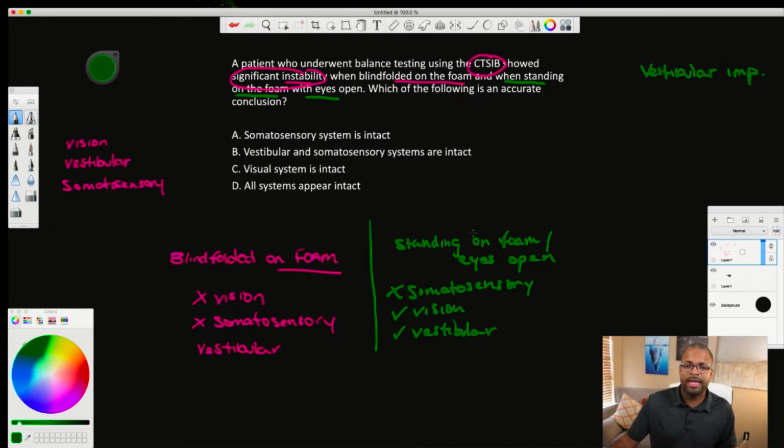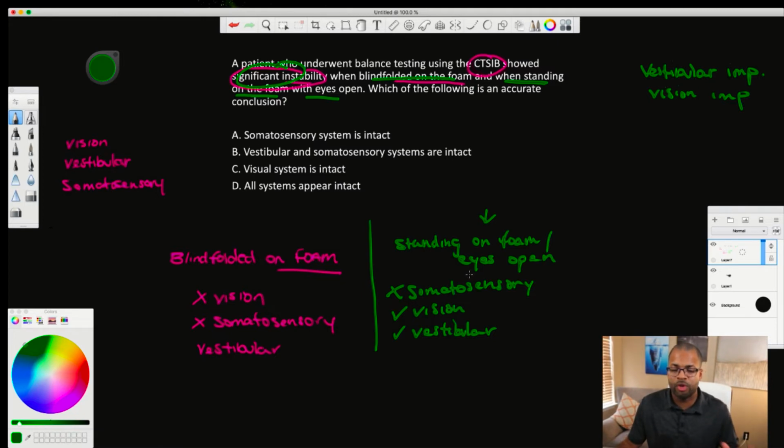So guess what? It says that the patient has significant instability when blindfolded on the foam and when standing on the foam with eyes open. What is that telling us right now? That both vision and vestibular are a problem. So vision impaired. There you go. And you may say, well, wait. How did you figure out the vision was impaired? All I did was look at this test.